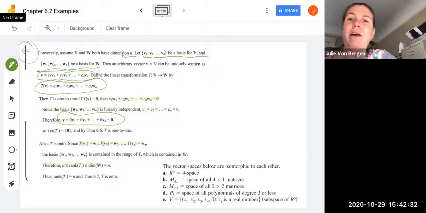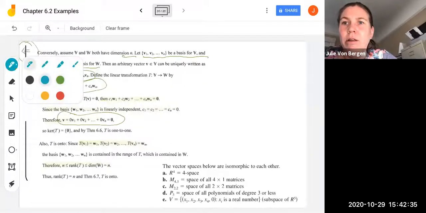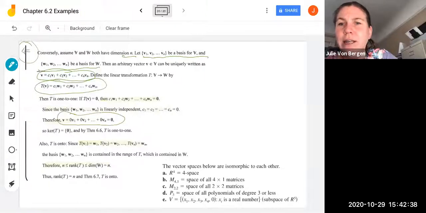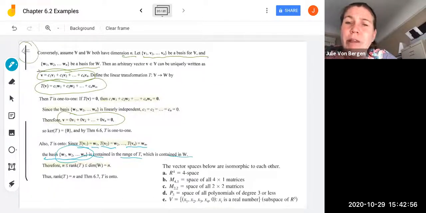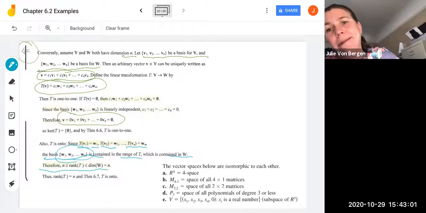And so by theorem 6.6, then T is 1 to 1. And then we can show T is onto. So since T of V1 equals W1, T of V2 equals W2, through T of Vn equals Wn, then the basis W1 through Wn is contained in the range of T, which is contained in W. We saw that at the very beginning of the video. So therefore, n is less than or equal to the rank of T, which is less than or equal to the dimension of W, but the dimension of W is n. So these are all equal to n. So rank of T equals n, and by theorem 6.7, T is onto.